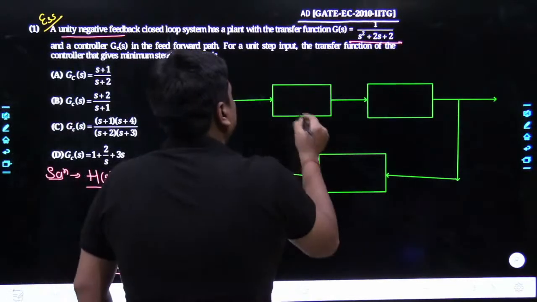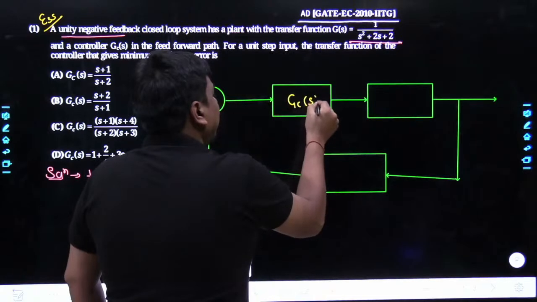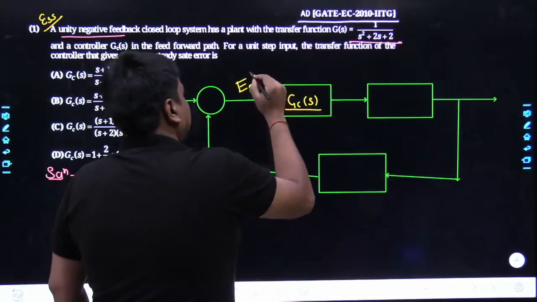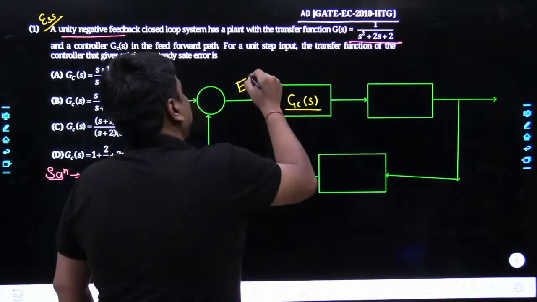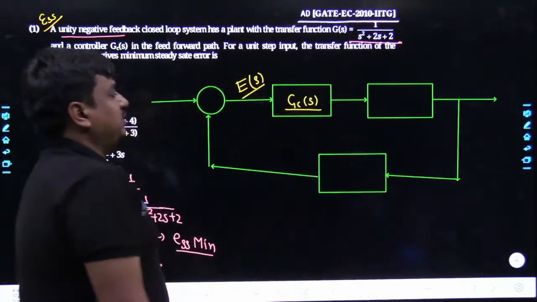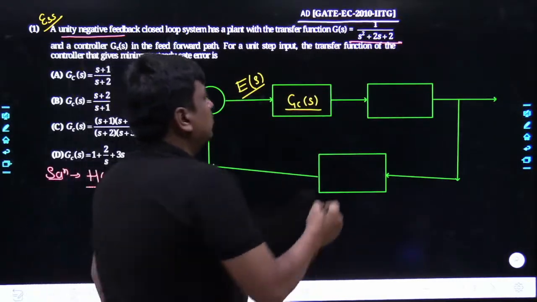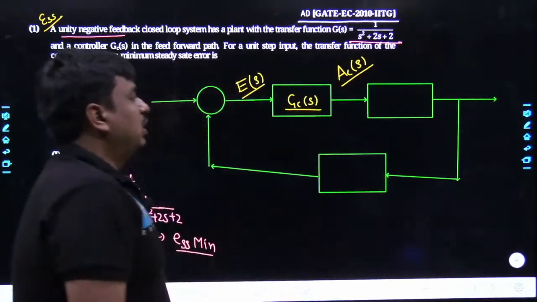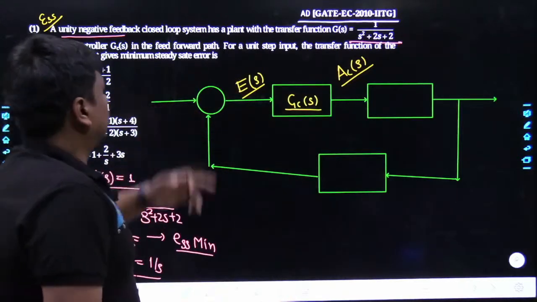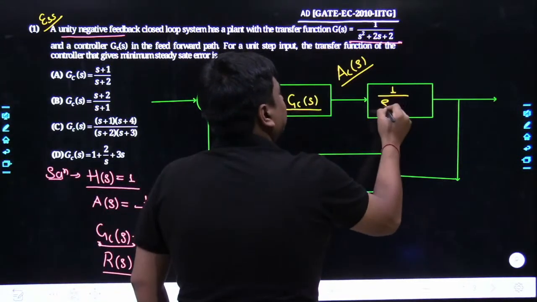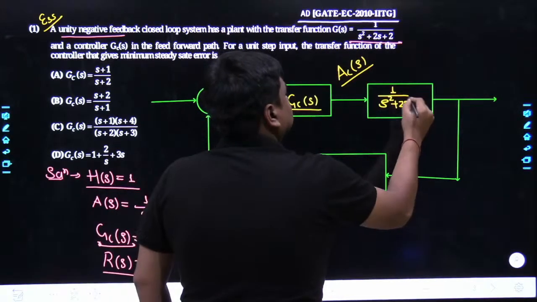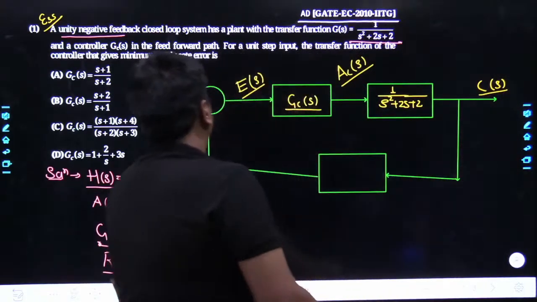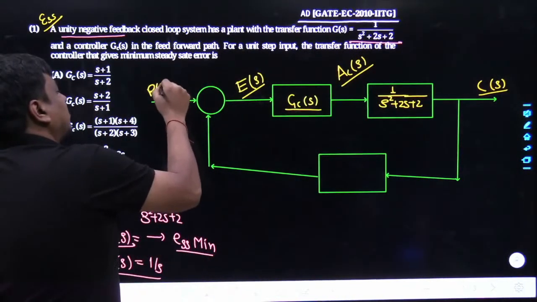Here goes your controller. The input error signal goes to the controller, which is nothing but the error signal. In Laplace domain, you can call it capital E of S. The output from the controller is the actuating signal. In Laplace domain, I may call it AC of S. It goes to the plant or the control process. What is it? The control process or the plant is nothing but 1 divided by s square plus 2s plus 2. Here comes my controlled response or output in Laplace domain, C of S, and similarly here comes my reference input in Laplace domain, R of S.